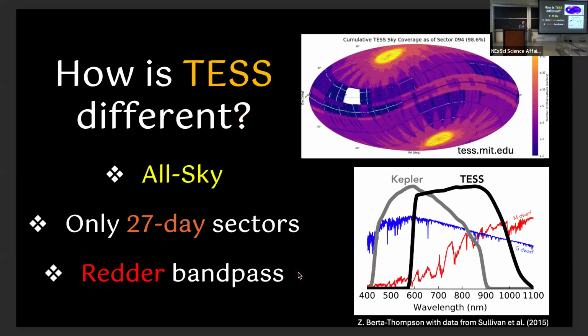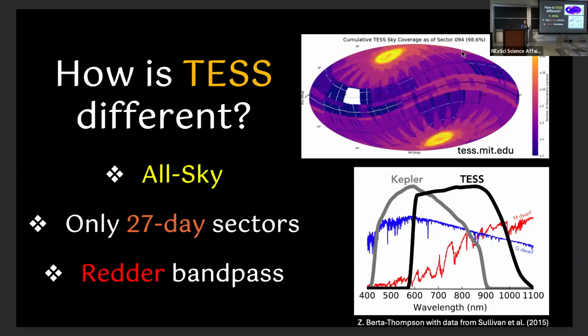So while Kepler was focused on one patch of the sky, TESS is doing all of it. And so this upper plot is showing TESS sky coverage as of sector 94, which is the sector that's currently being observed right now with TESS. And you see that 98.6% of the sky has currently been covered with at least one sector of TESS data. So everything except for that one little patch.